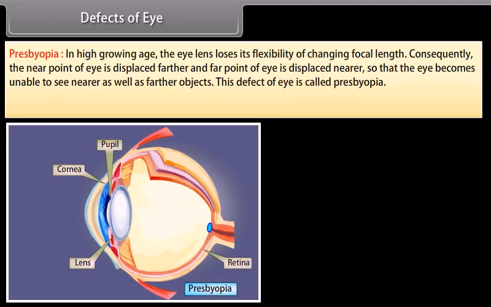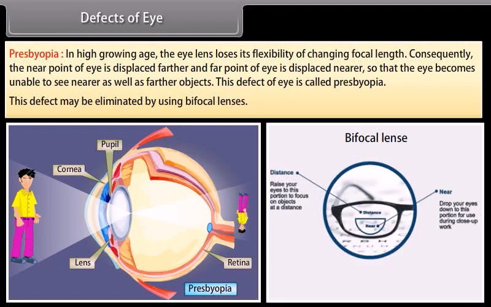Defects of eye. Presbyopia. In high growing age, the eye lens loses its flexibility of changing focal length. Consequently, the near point of eye is displaced farther and far point of eye is displaced nearer, so that the eye becomes unable to see nearer as well as farther object. This defect of eye is called presbyopia. This defect may be eliminated by using bifocal lenses.